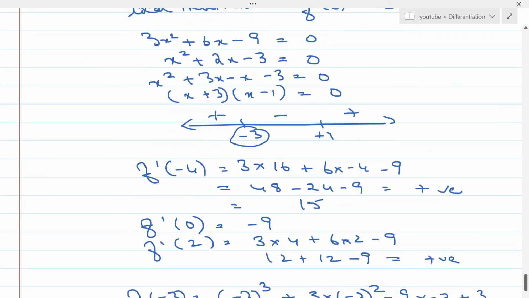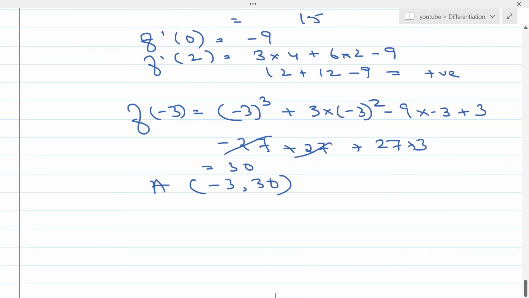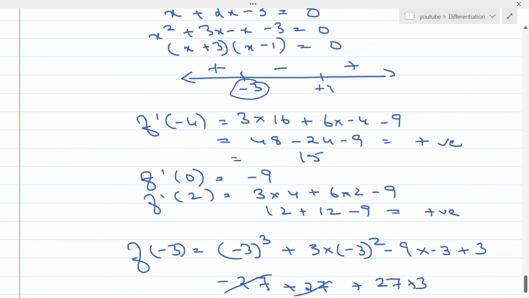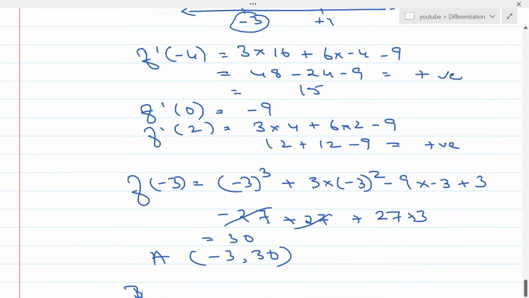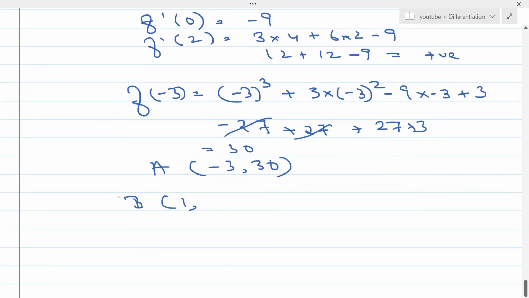Now let's see what the final part of this question is. The D part of this question is, write down in the order from the least to greatest f″(B), f′(B) and f(B). So we have to find out the coordinates of B first in order to do this. So B, clearly we have figured out that x being 1 is the minima. So B is going to have x coordinate of 1, and we can find out what f(1) is.